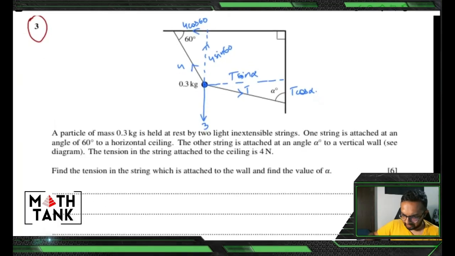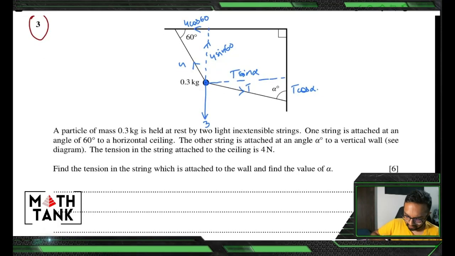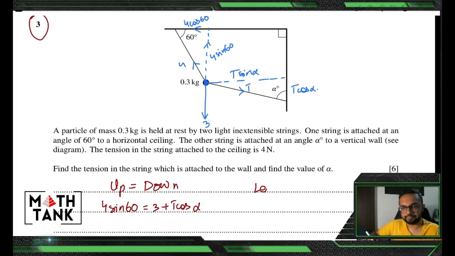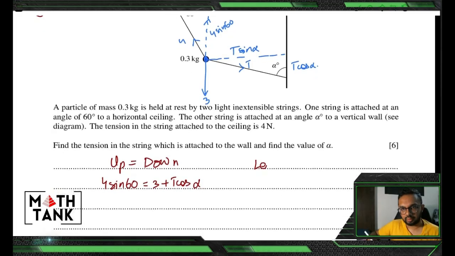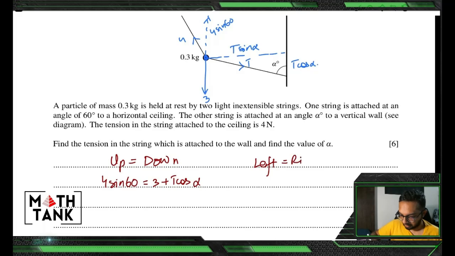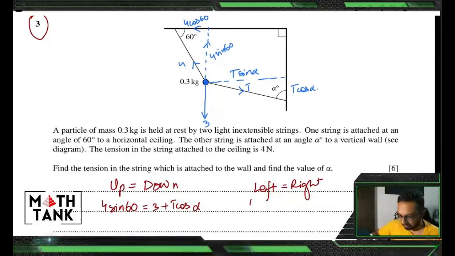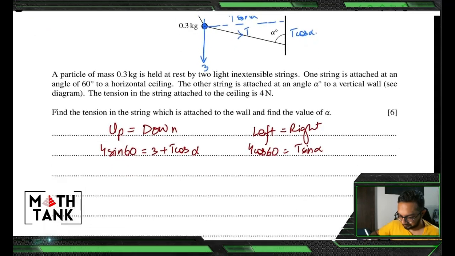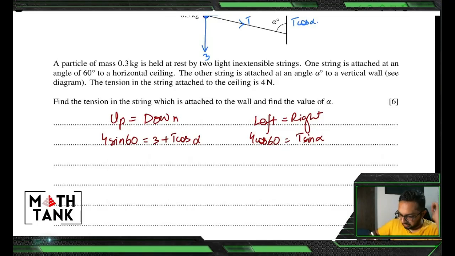So I do have two unknowns. I think this equation should solve. Let's call up equals to down. So 4 sine 60 equals to 3 plus T cos alpha, and left equals to right. So 4 cos 60 equals T sine alpha. Okay, 4 cos 60 should be 2, T sine alpha.